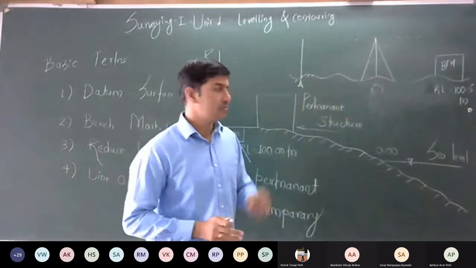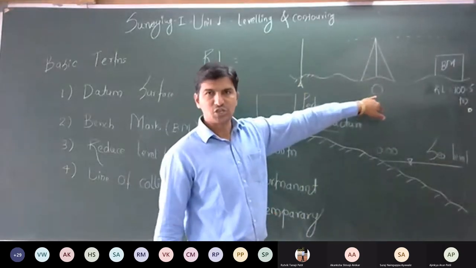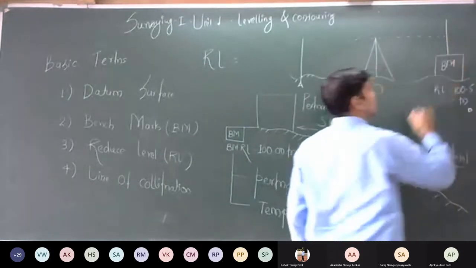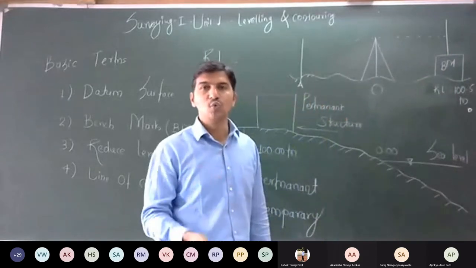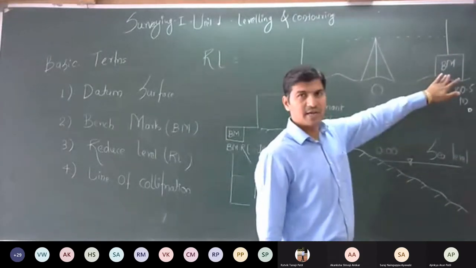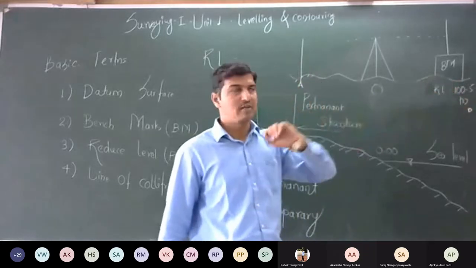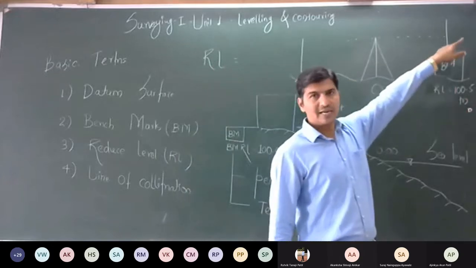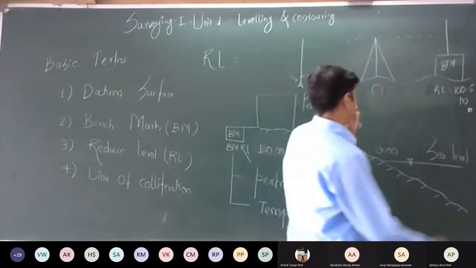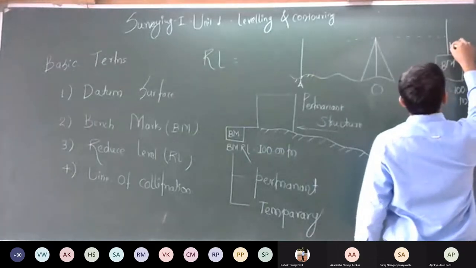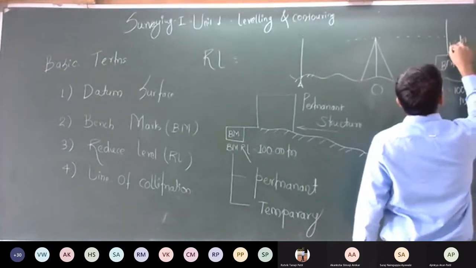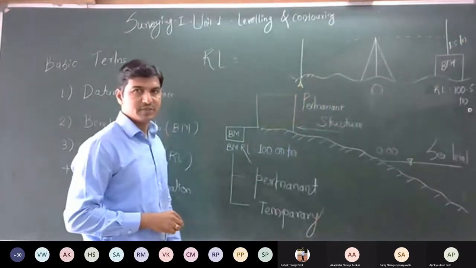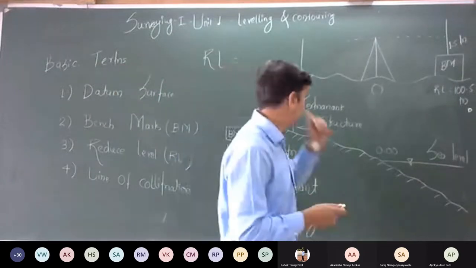So in the simple case, what do we do? Keep the instrument on station O. Keep the measuring staff on the known point. The known point is the benchmark with an RL of 100.5. After temporary adjustment, we focus and observe the reading. Suppose that reading is 1.5 meters. What will be the next step, second year?